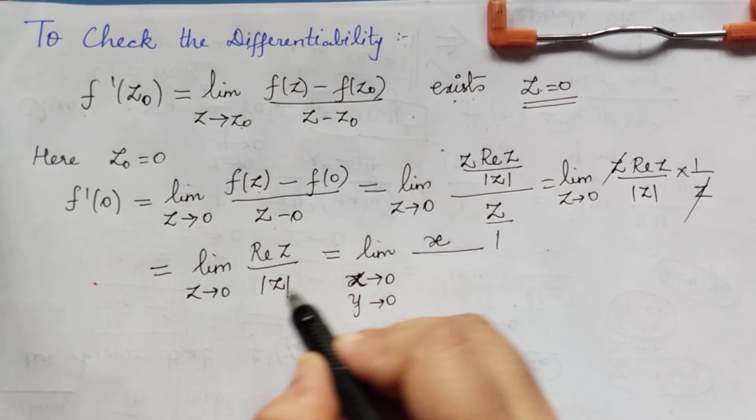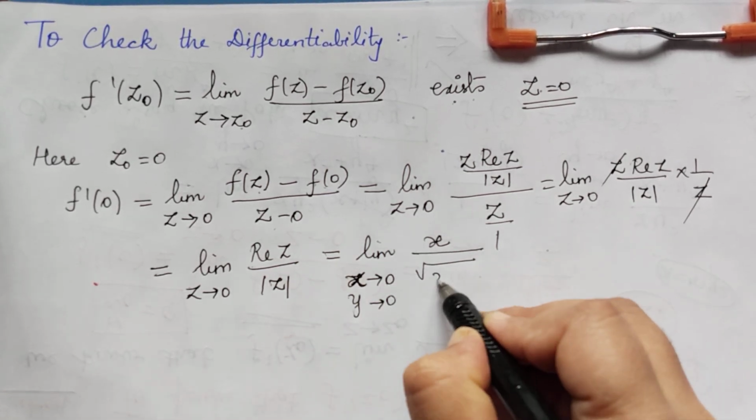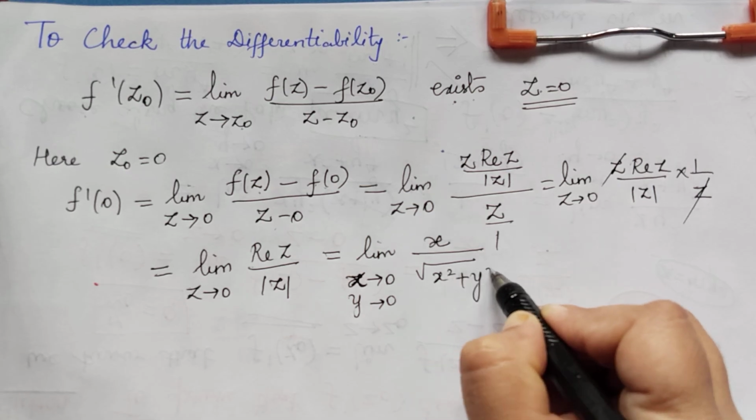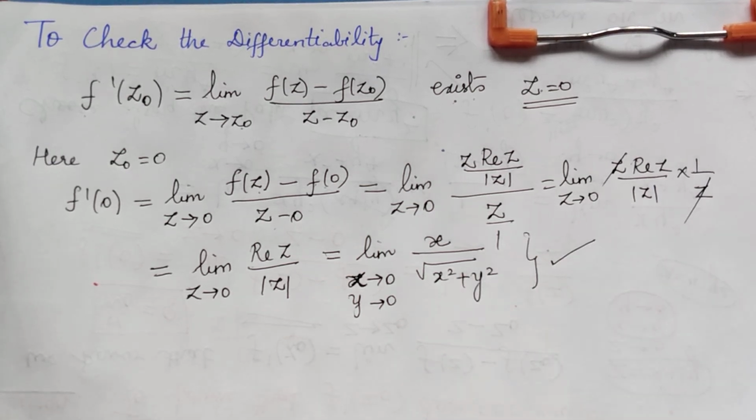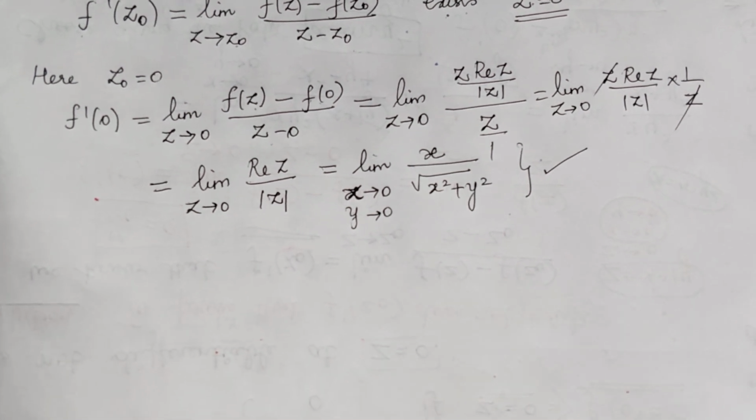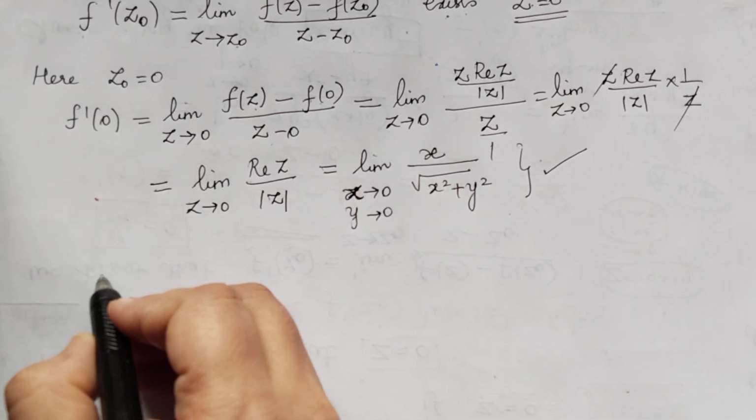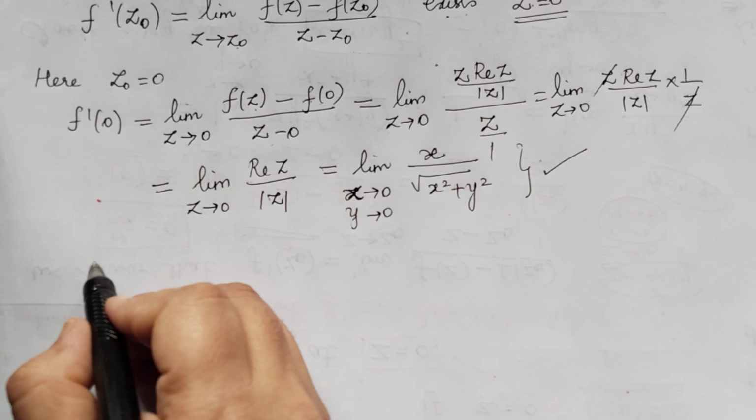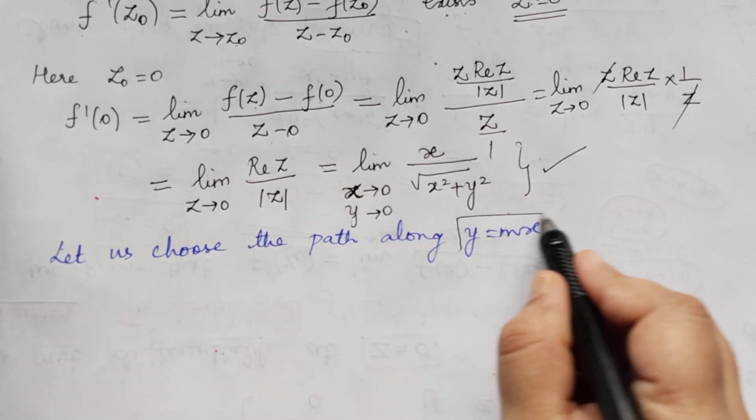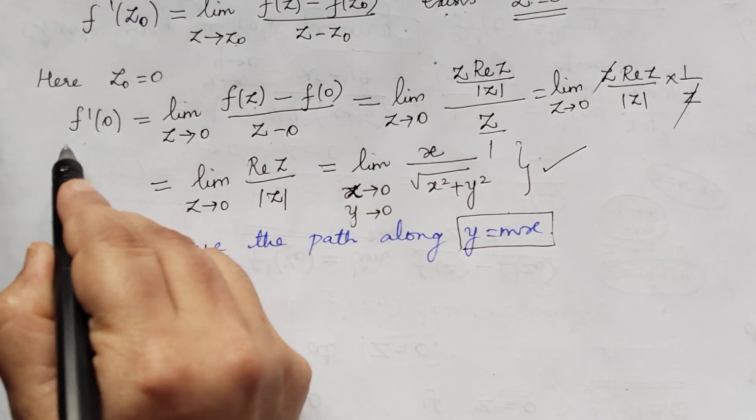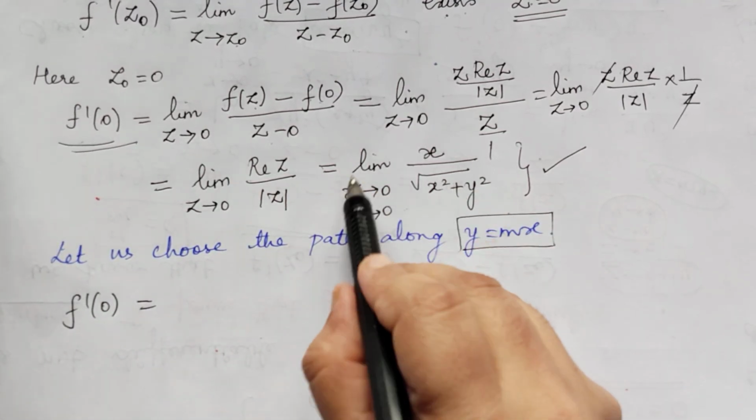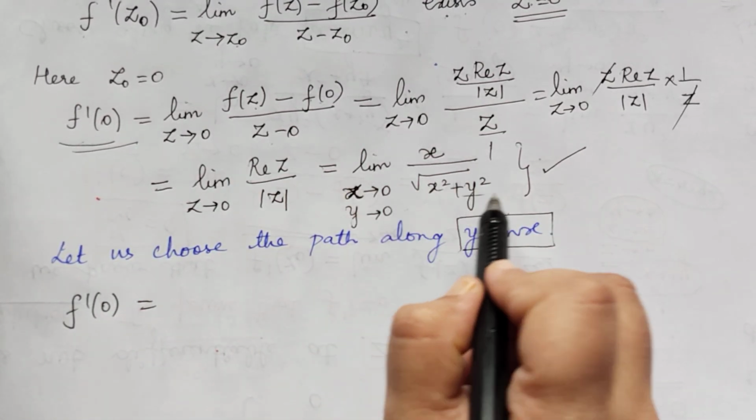So x divided by the modulus of z, which is the square root of x square plus y square. Now we shall check whether this limit exists or not, for which we have to choose a path. So let us choose the path along y equal to mx. So along y equal to mx, our f dash of 0 will be equal to, we shall substitute y equal to mx over here.